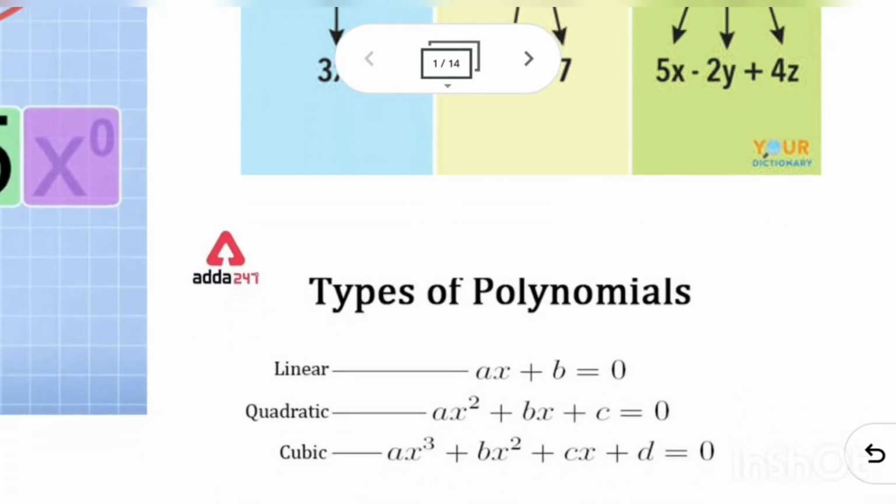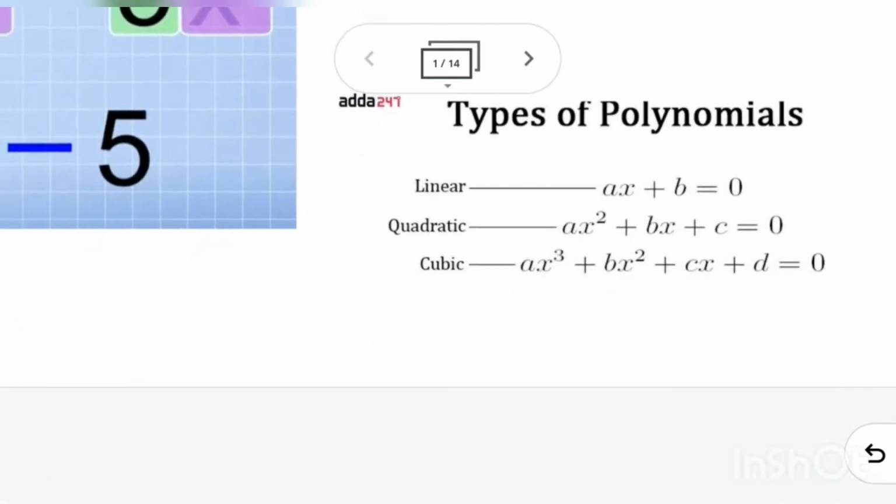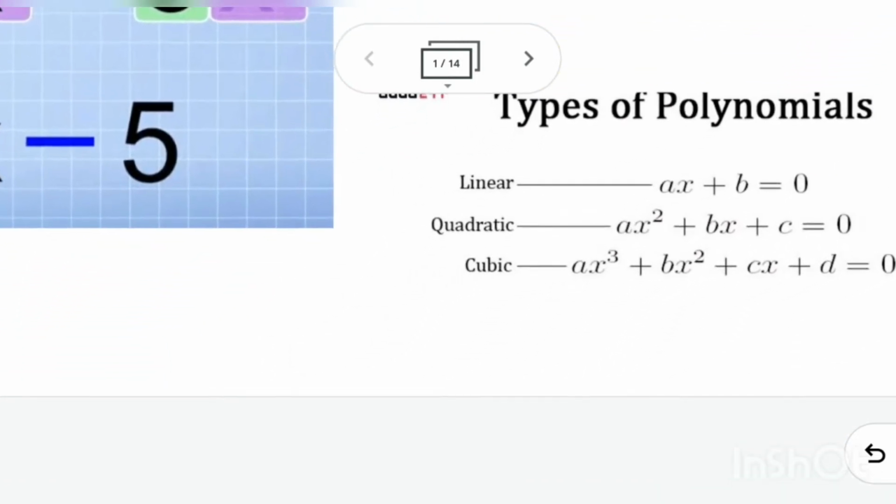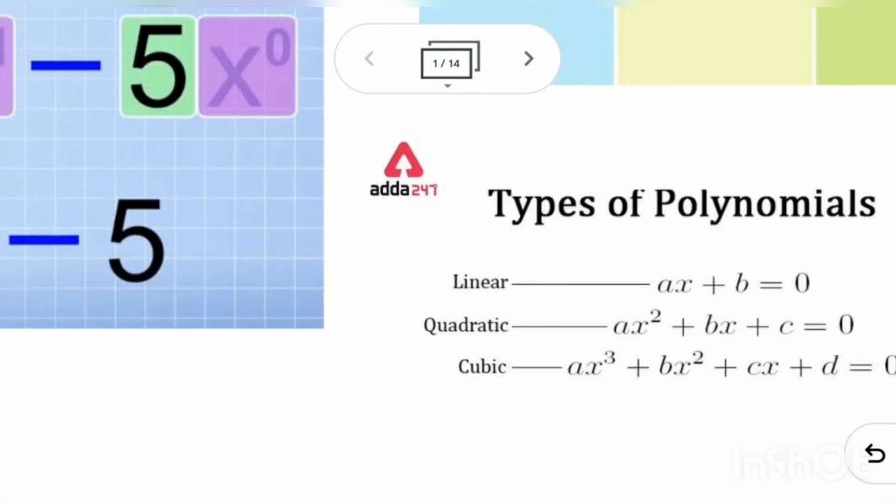Now we can categorize polynomials in some other way also. There are different powers of variables in the polynomial. So if the power of the polynomial is 1, we call it linear. If the power is 2, we call it quadratic. If the power is 3, we call it a cubic polynomial. So in this chapter we are going to discuss mostly quadratic polynomials.